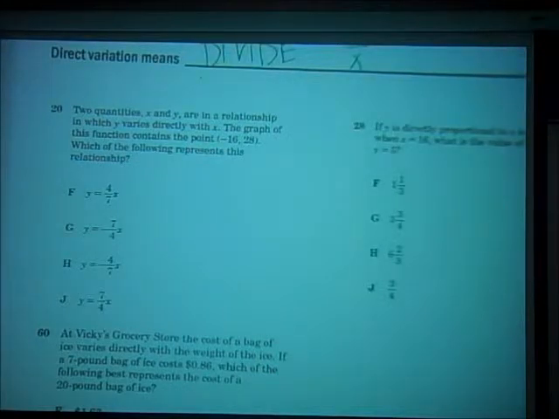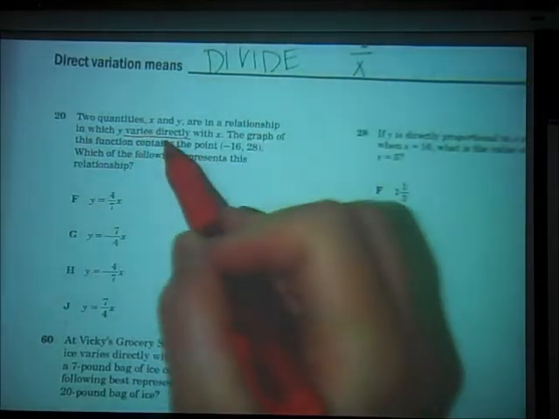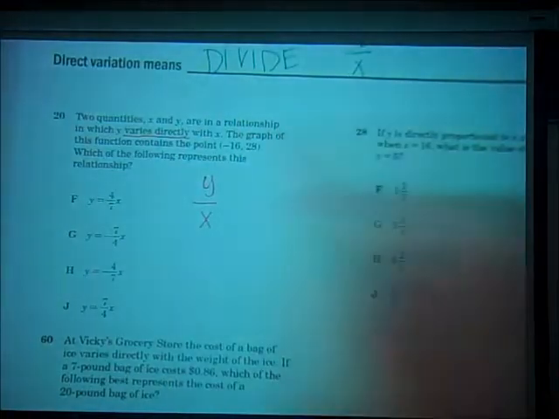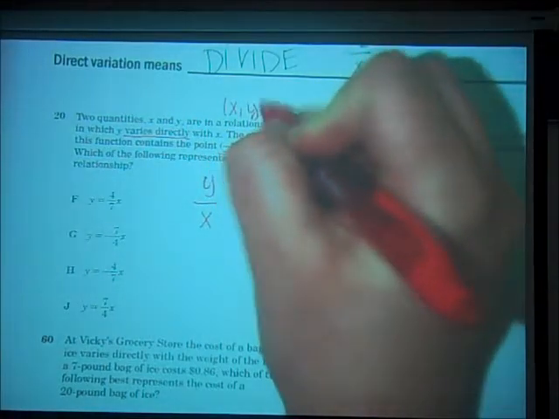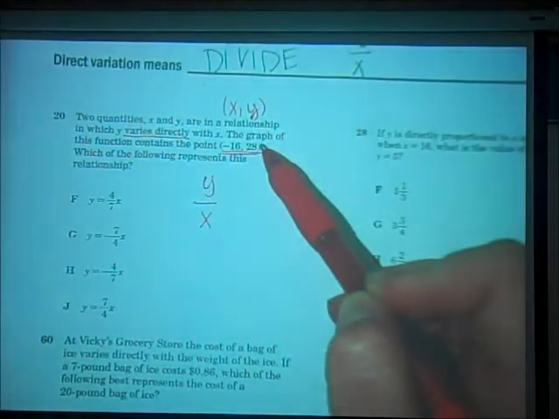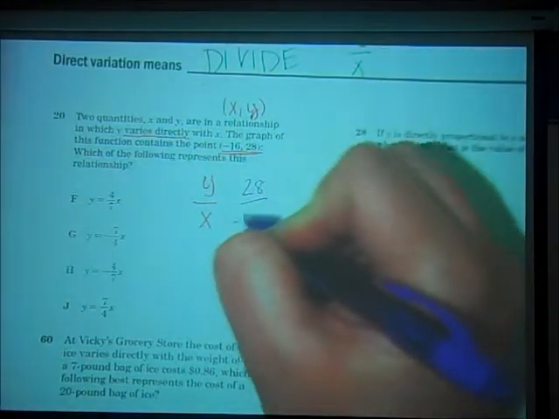So 20. Two quantities, x and y, are in a relationship in which y varies directly with x. The graph of this function contains the point negative 16, 28. Which of the following represents this relationship? Well, a lot of you want to go to y equals, and that's fine, but you can do it way easier than that. Because I know it says varies directly, I need to divide y by x. They gave me an x and a y in this ordered pair here. Remember, in an ordered pair, it is always x, then y. So thinking that it's negative 16, 28, what is my fraction going to look like here? Is it going to be negative 16 over 28 or 28 over negative 16? Very good. It's 28 divided by negative 16.